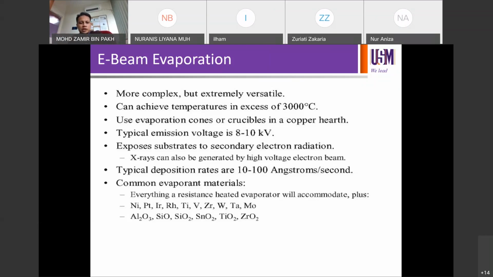So electron beam evaporation is a little bit more complex as compared to thermal evaporation, but it's more versatile because it can accommodate more materials to be evaporated. You can even use materials that you can use on thermal on E-beam. So that means you can even evaporate low melting point materials on E-beam, but you cannot evaporate high melting point materials on thermal. Okay, you can use a wider range of materials, but then it's more complicated as far as the operation is concerned.